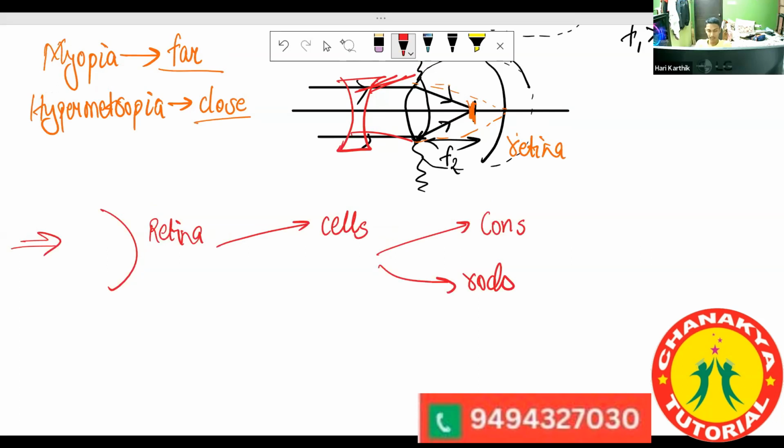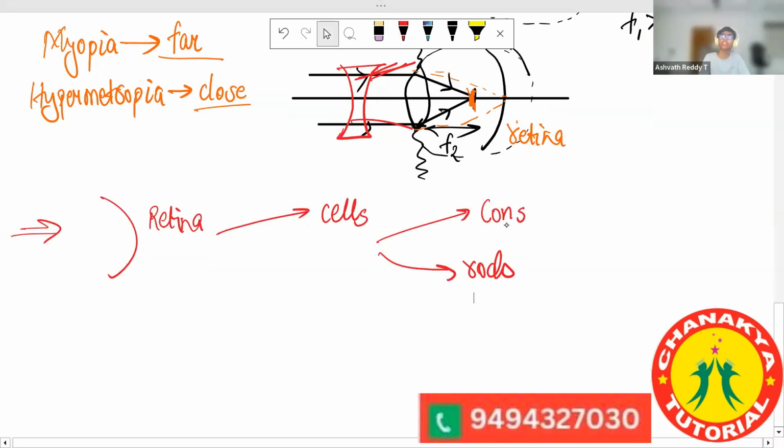Yes, sir. Cones detect color, and rods detect black and white light, sir. Rods work best in low light, and cones work in bright light, sir.